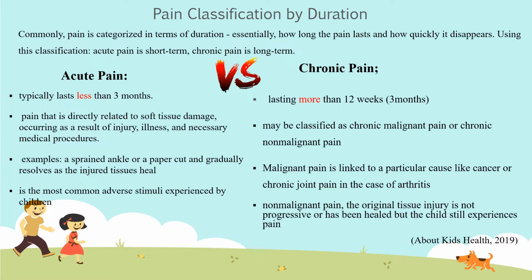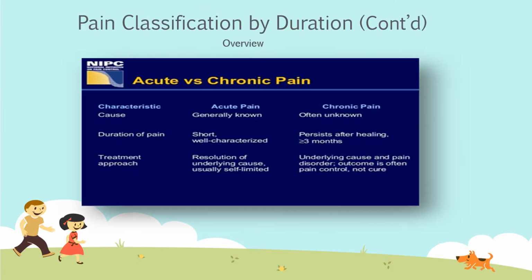Chronic pain, lasting more than 12 weeks, may be classified as chronic malignant or chronic non-malignant pain. Malignant pain is linked to a particular cause like cancer or joint pain in the case of arthritis, and in non-malignant pain the original tissue injury is not progressive or has been healed, but the child still experiences pain. And here's an overview of the pain classification by duration. Feel free to pause the video here to take a deeper look at it.